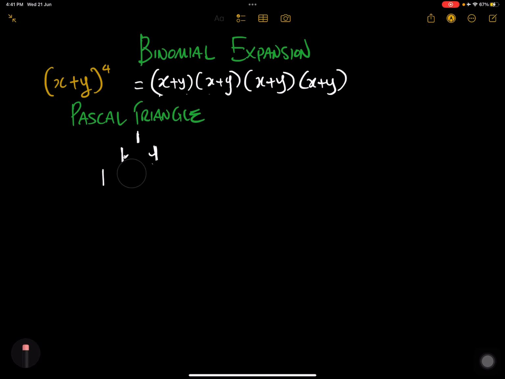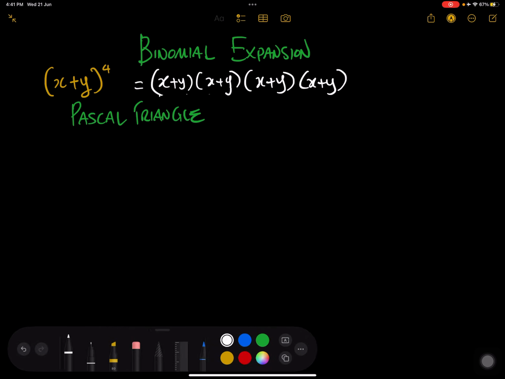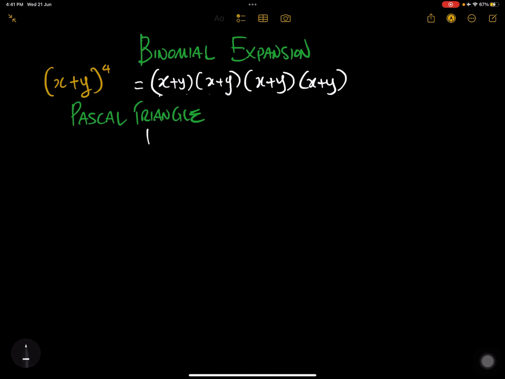So let me take that again. We always start with 1. We're going to start with 1. And then we write a 1 to the left of that 1 and a 1 to the right of that 1. The next thing is to write a 1 to the left of the next 2 ones, and then you add the 2 ones and you get 2. Then you place that 2 in the middle of the 2 ones, and then you put another 1 to the right, like that.